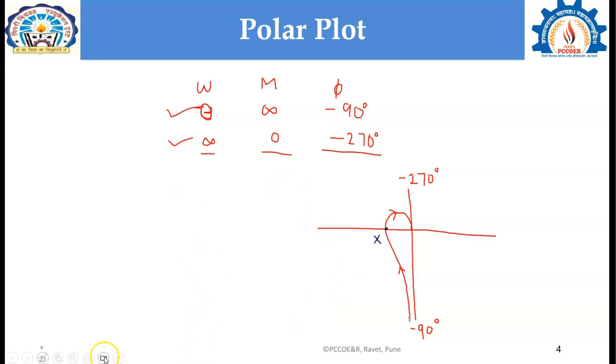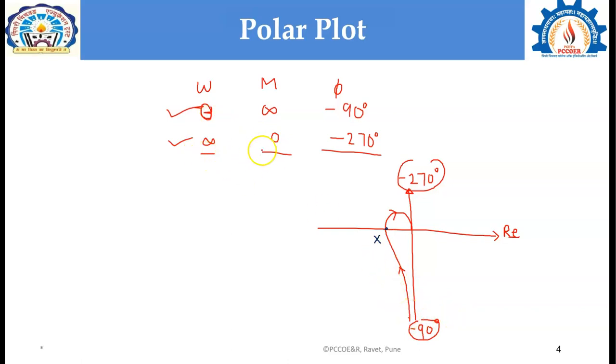Let us plot this on the graph. So this is the real axis and this is the imaginary axis. Okay. At omega is equal to 0, magnitude is infinity, angle is minus 90 degrees. So infinity will start from here. Okay, and this is the angle minus 90 degree and this is the angle minus 270 degree. So this is the place where omega is 0 and magnitude is infinity.